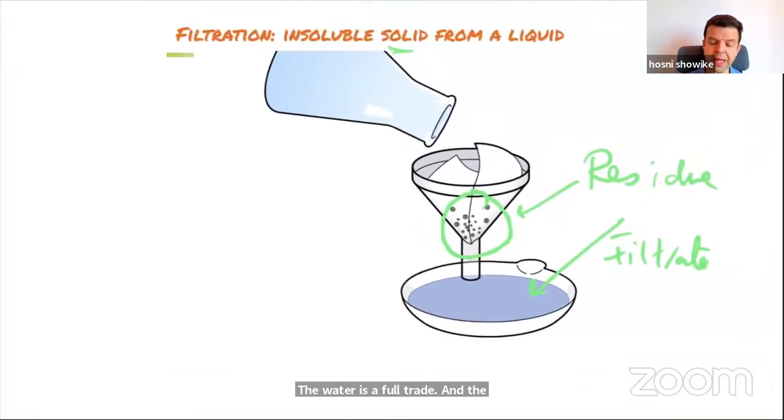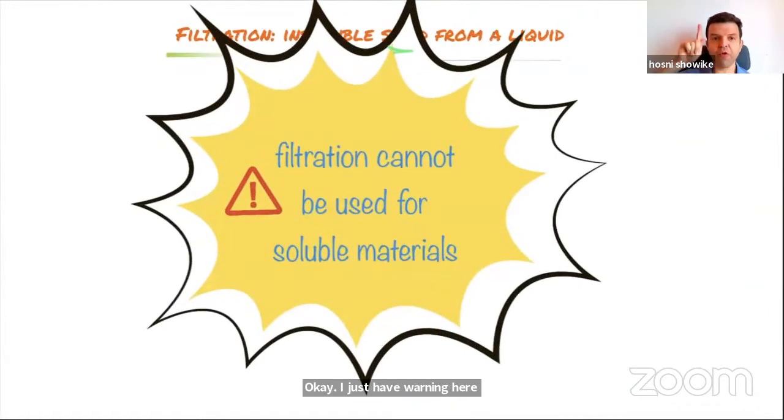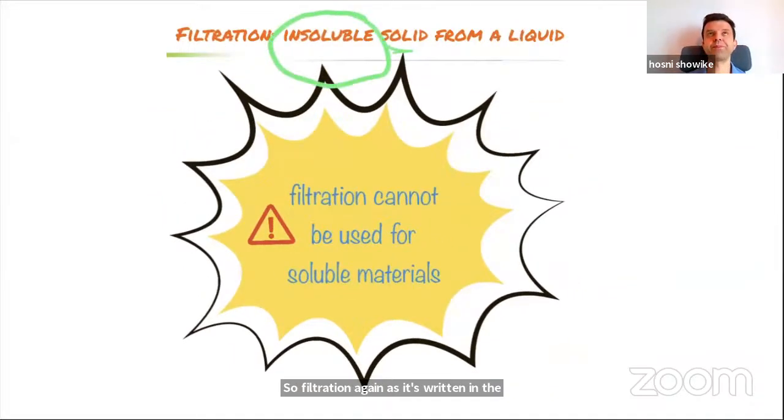I just have a warning here. You cannot filter something that is soluble. So there's no way I can separate salt from water by filtration. Reason, the salt particles are dissolved. They're very, very small, so they're just going to flow through the filter paper. So filtration, again, as it's written in the title in orange, is only meant to separate something that is solid. You cannot separate things that are soluble.